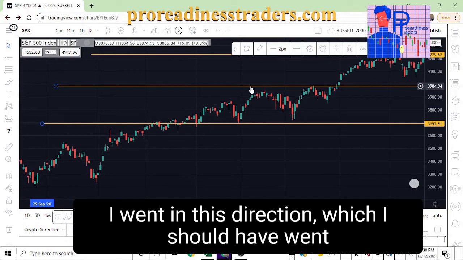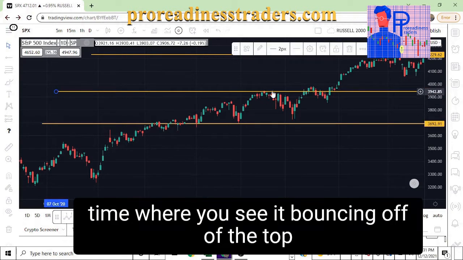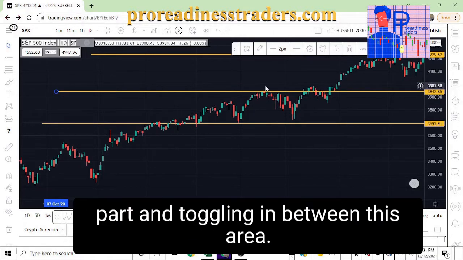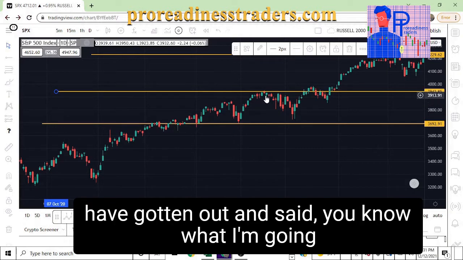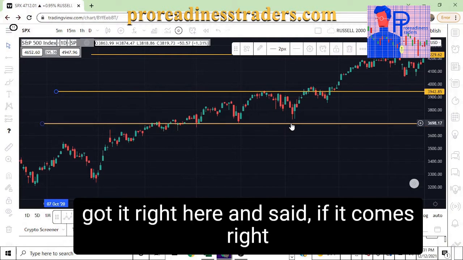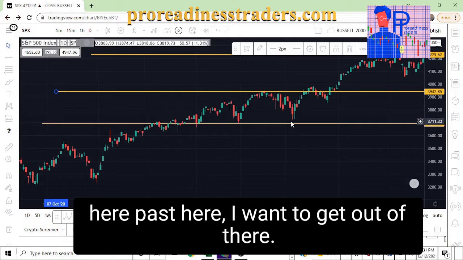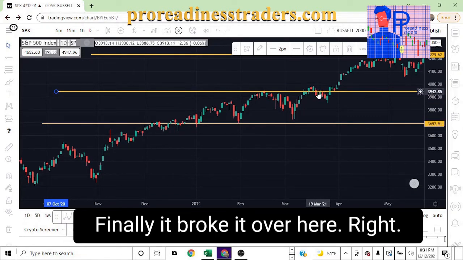This is the highest. Now I went in this direction, which I should have gone here a little bit down, since this is the first time where you see it bouncing off of the top part and toggling in between this area. So as this market was coming up here, you could have gotten out and said, you know what, I'm going to reverse at this point in your order entries, and got it right here and said, if it comes right here, past here, I want to get out of there. And here you see it went back up. Finally, it broke it over here, right?